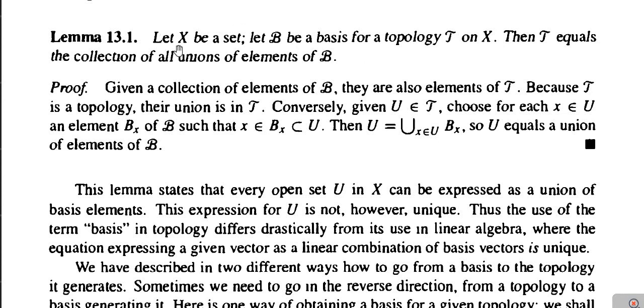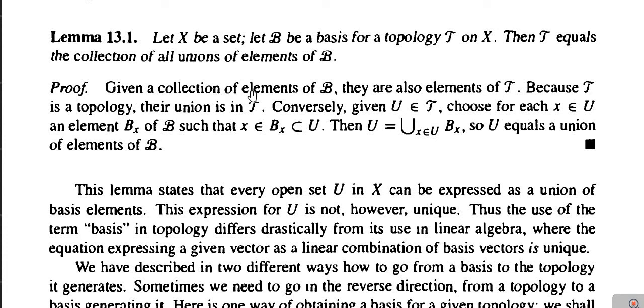I will repeat: let X be a set and script B be a basis for a topology tau on X. Then tau equals the collection of all unions of elements of script B. We will prove this lemma. So, let X be a set and script B be a basis for a topology tau on X.